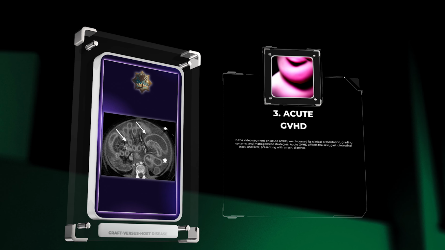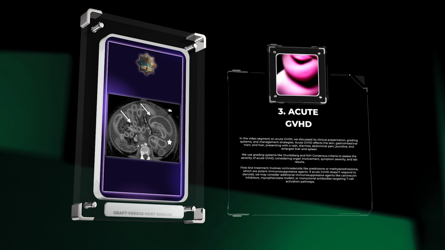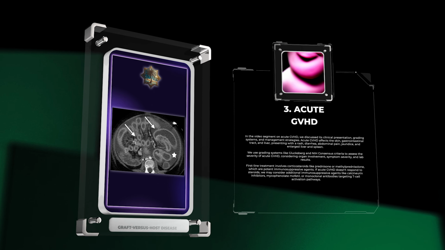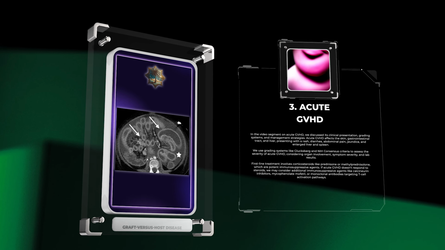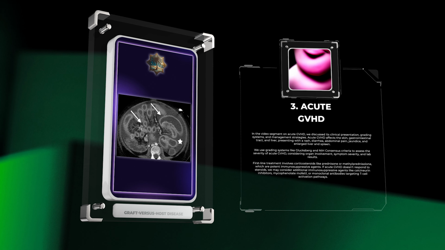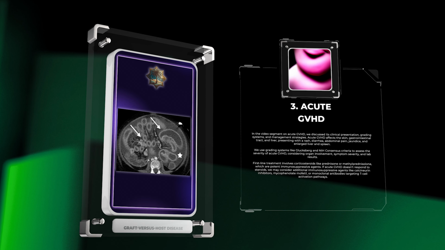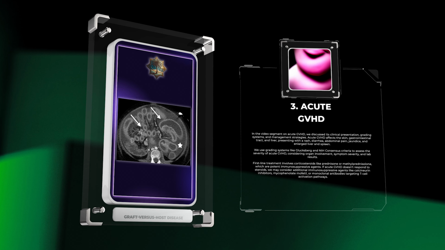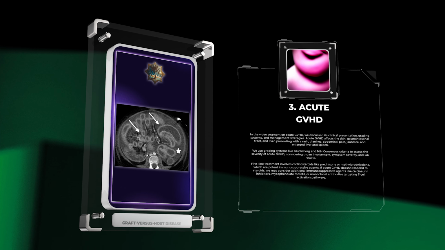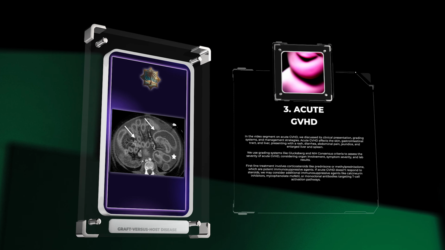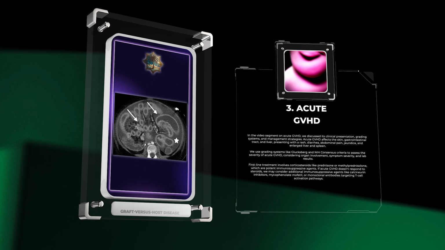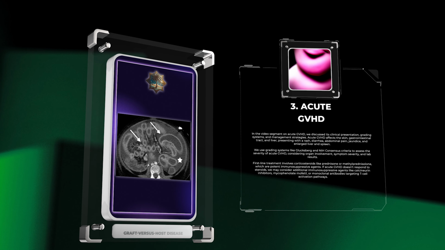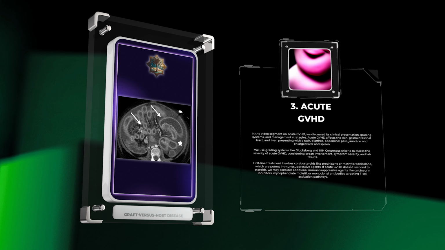In the video segment on acute GVHD, we discussed its clinical presentation, grading systems, and management strategies. Acute GVHD affects the skin, gastrointestinal tract, and liver, presenting with a rash, diarrhea, abdominal pain, jaundice, and enlarged liver and spleen. We use grading systems like Glucksberg and NIH consensus criteria to assess the severity of acute GVHD, considering organ involvement, symptom severity, and lab results.